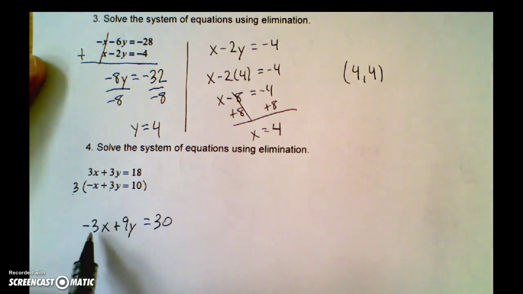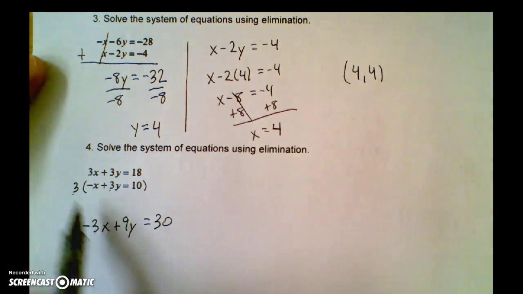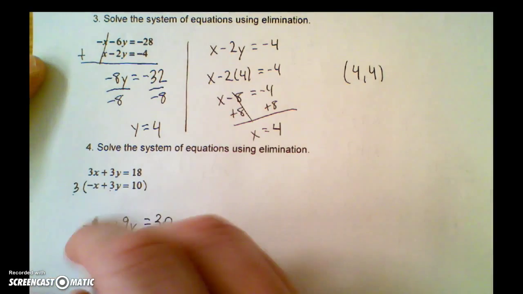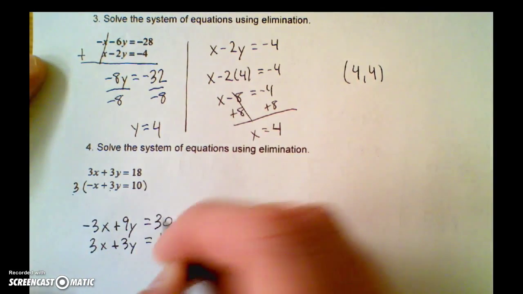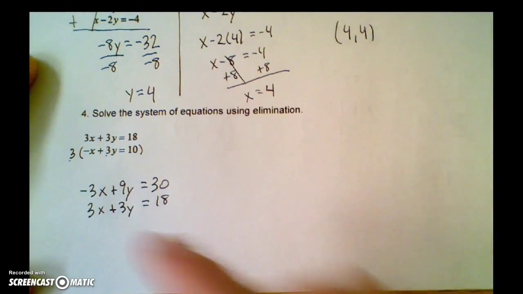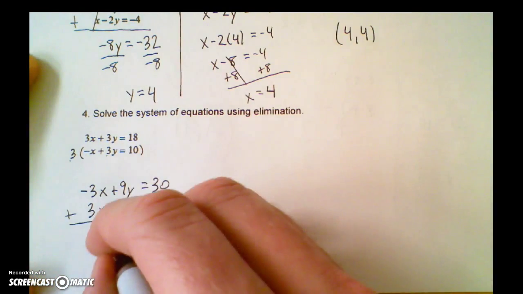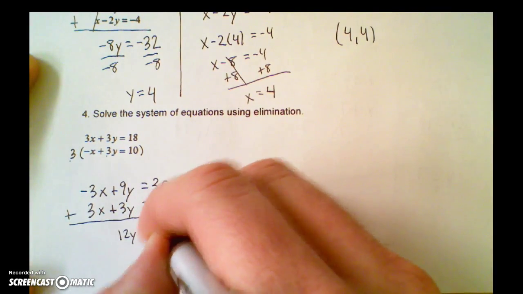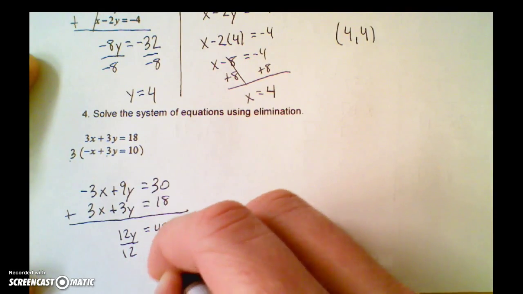So 3 times negative x is negative 3x. 3 times 3y is 9y. And 3 times 10 is 30. I just changed my second equation. It's the same variables. I just changed the coefficients by multiplying by 3. Using the other equation now, the top one, I'll just rewrite it. Now do you see when you eliminate by adding, the x's will cancel because I manipulated it. So I get 12y equals 48. And then divide by 12, y equals 4.